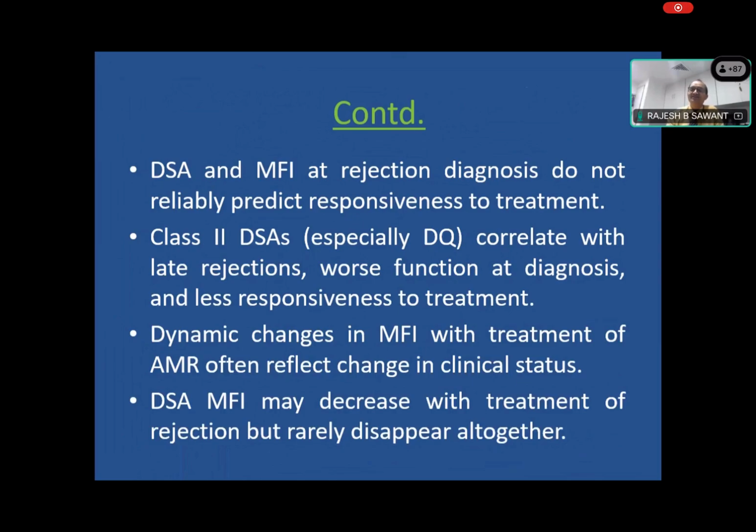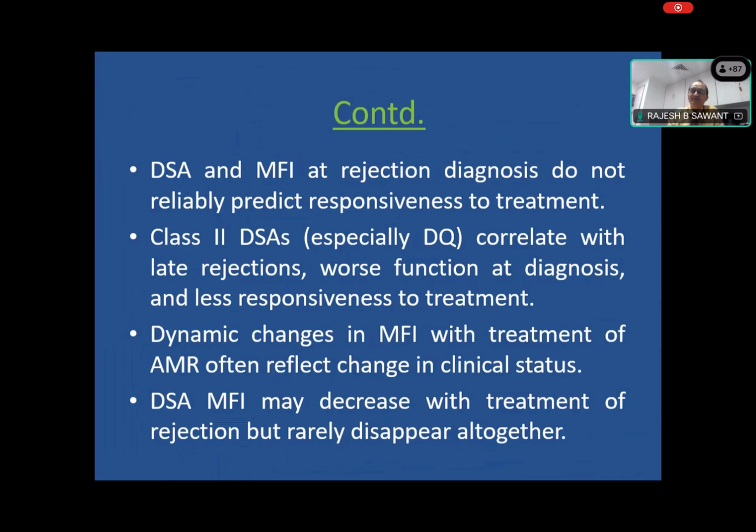Class 1 is generally considered to be of more clinical significance, but class 2, especially against the DQ, correlate with late rejections, worse function at diagnosis, and less responsiveness to treatment. So if you are identifying an anti-DQ, HLA-DQ antibody, it may also be clinically significant. So don't just dismiss it because it is a class 2 antibody, right?